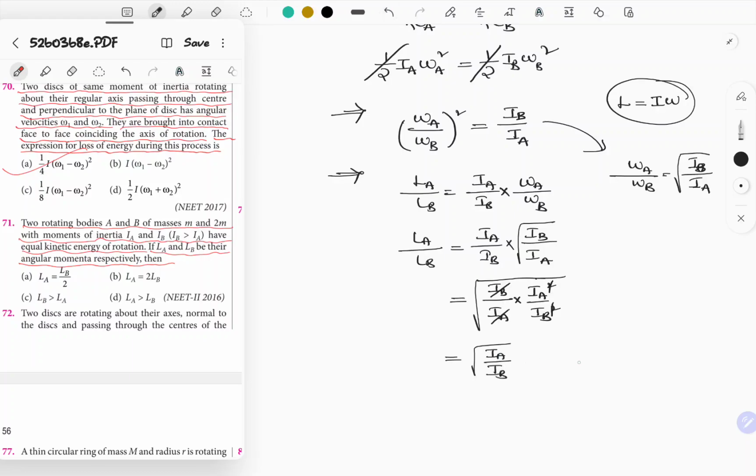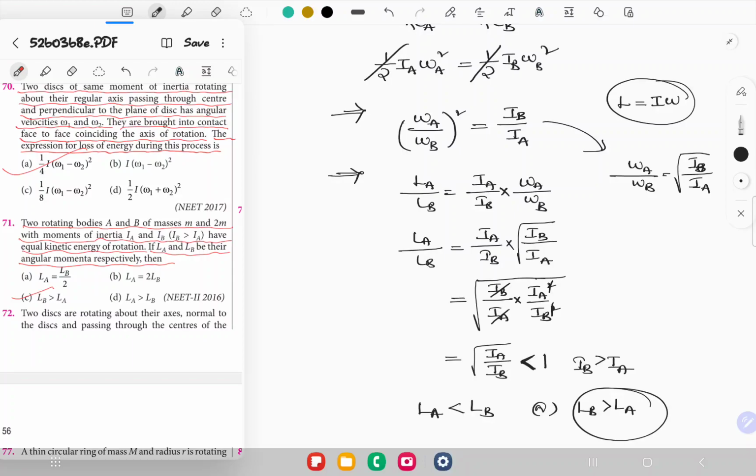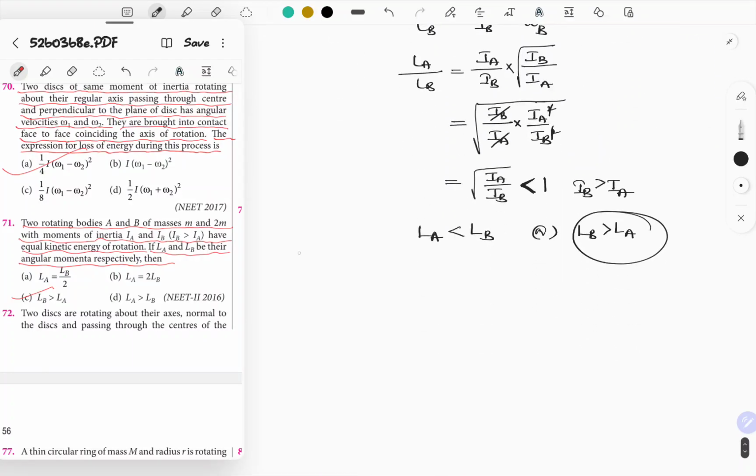One hint they have given is that Ib is greater than Ia. Then this relation is going to be less than 1. Then LA is less than LB, or LB is greater than LA. Which option matches? Option C is the correct answer. Very good.